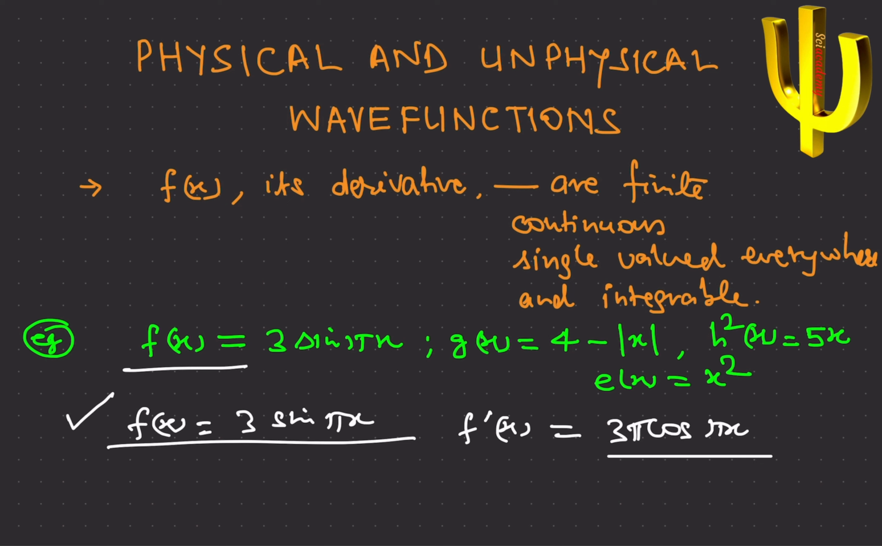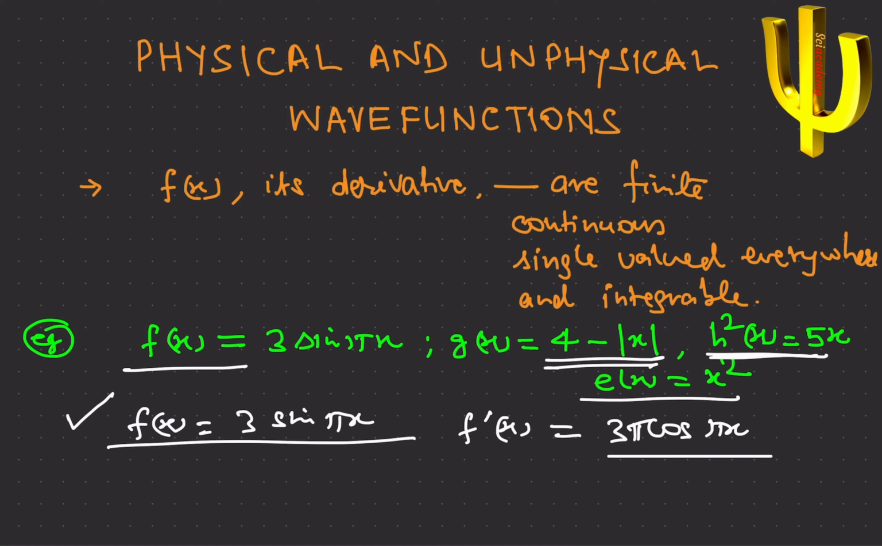The other function, g(x), is not continuous. You can see that its derivative is not continuous. The derivative will be constant or finite also. It is not square integrable also. And similarly, h square x is not single valued. If you take the square root, it will give two values. So it is not single valued. And the function e(x) is equal to x square is neither finite nor square integrable.